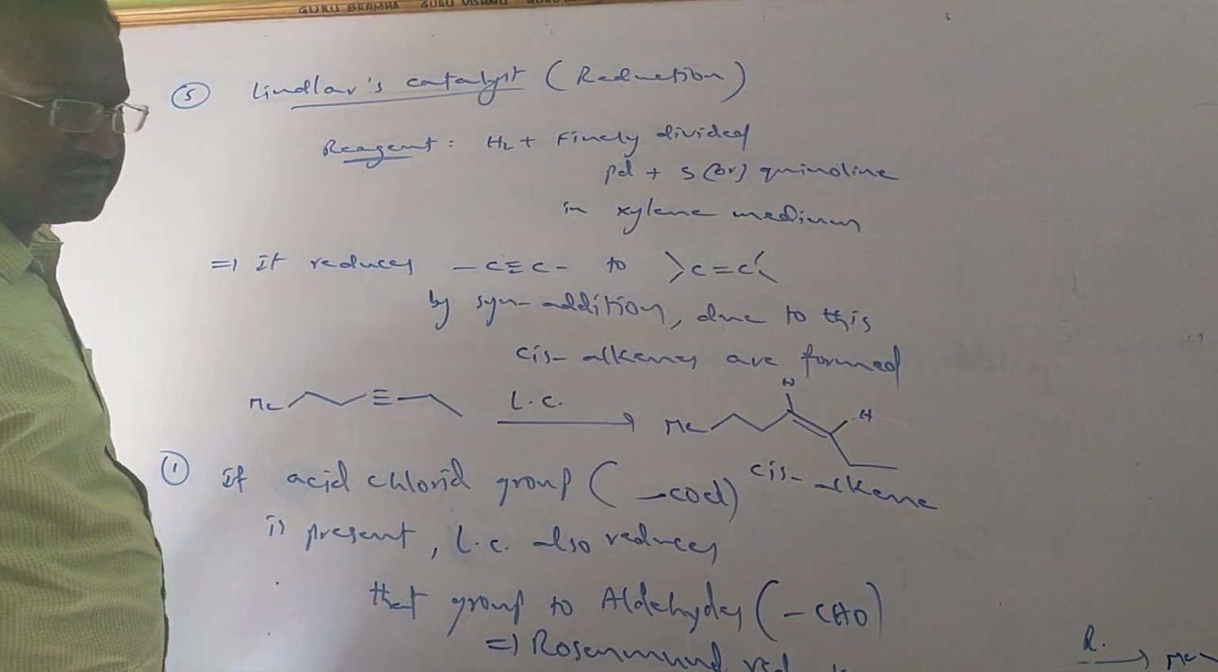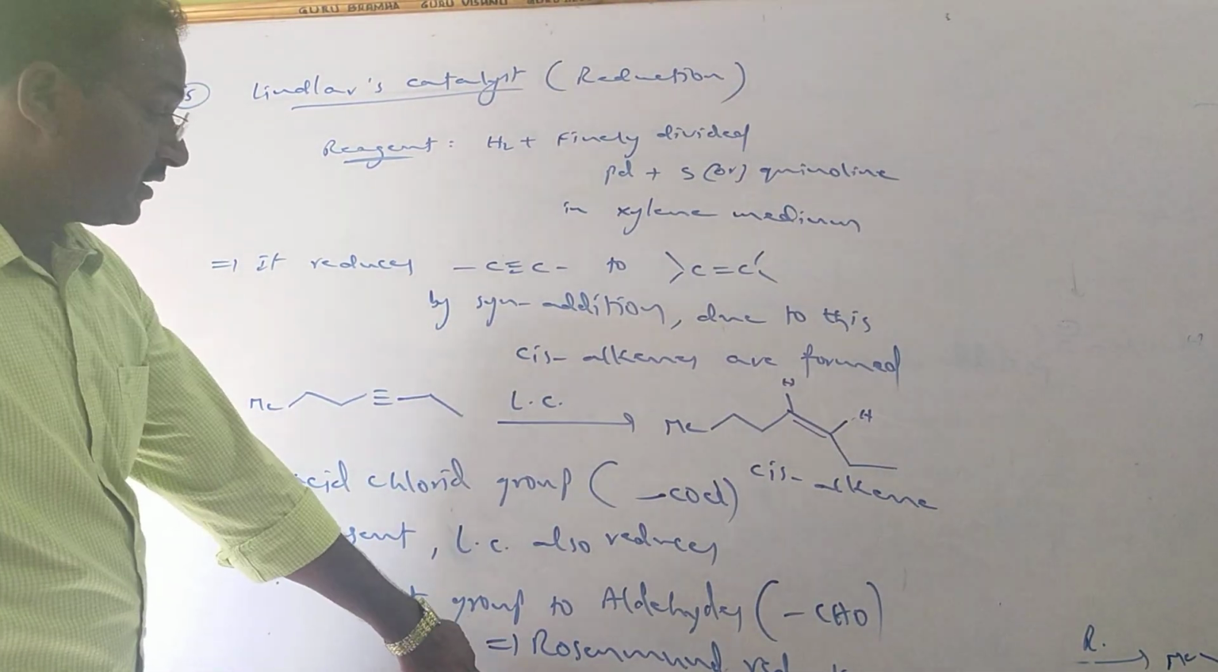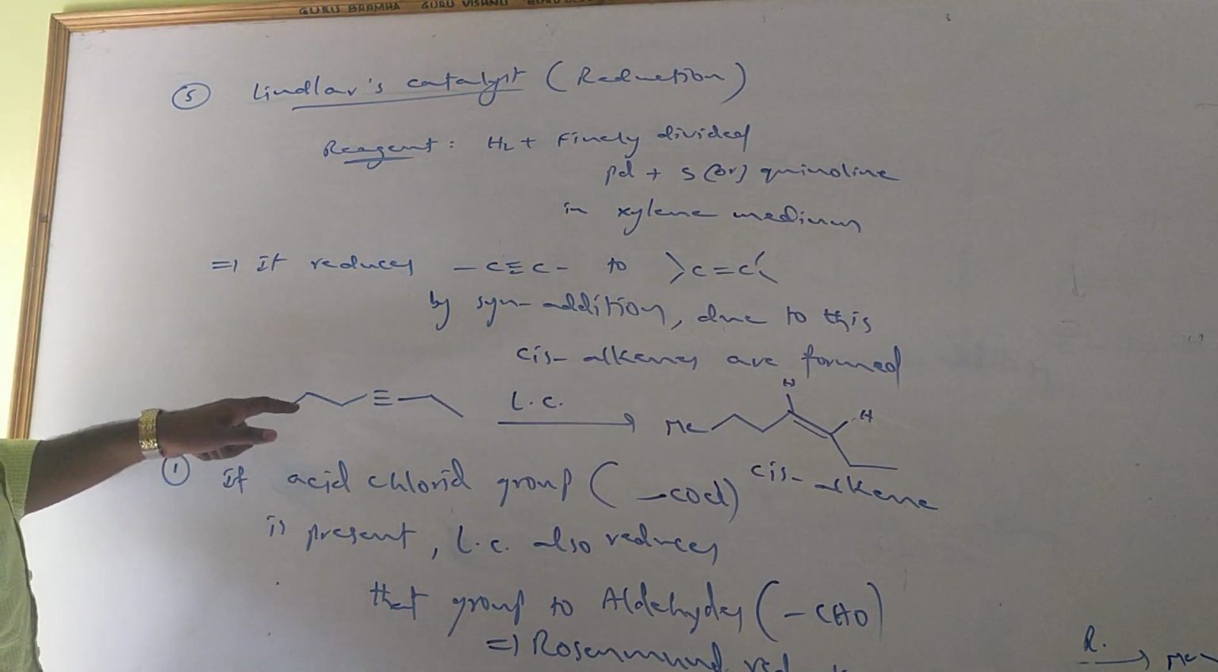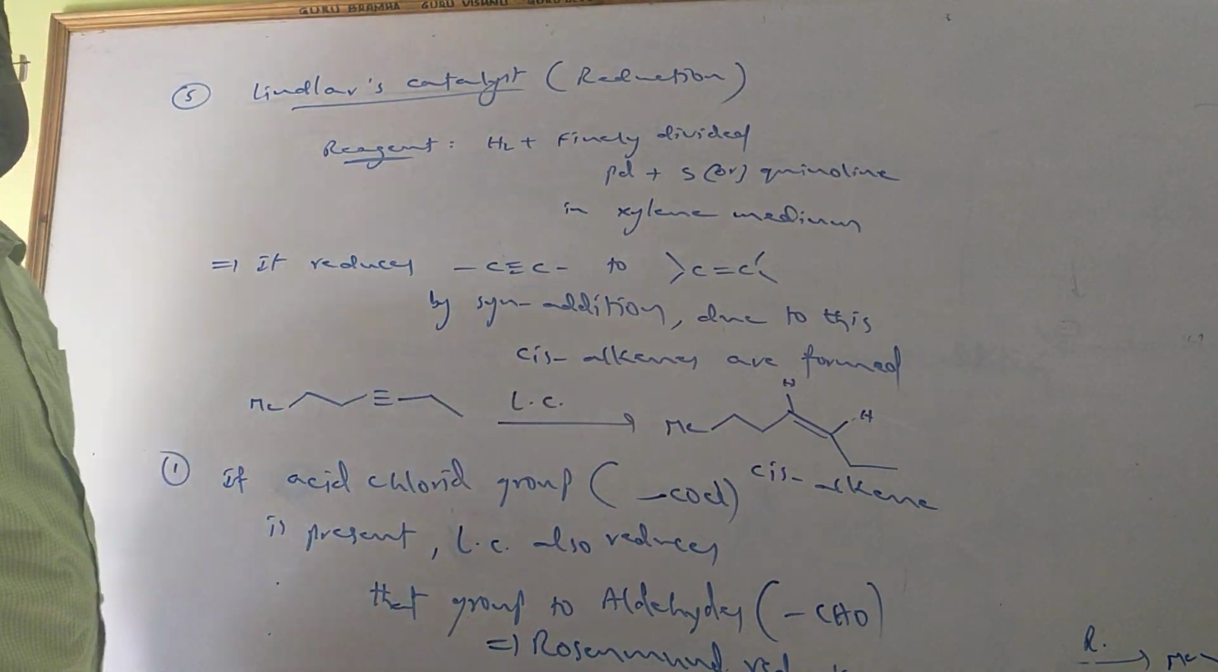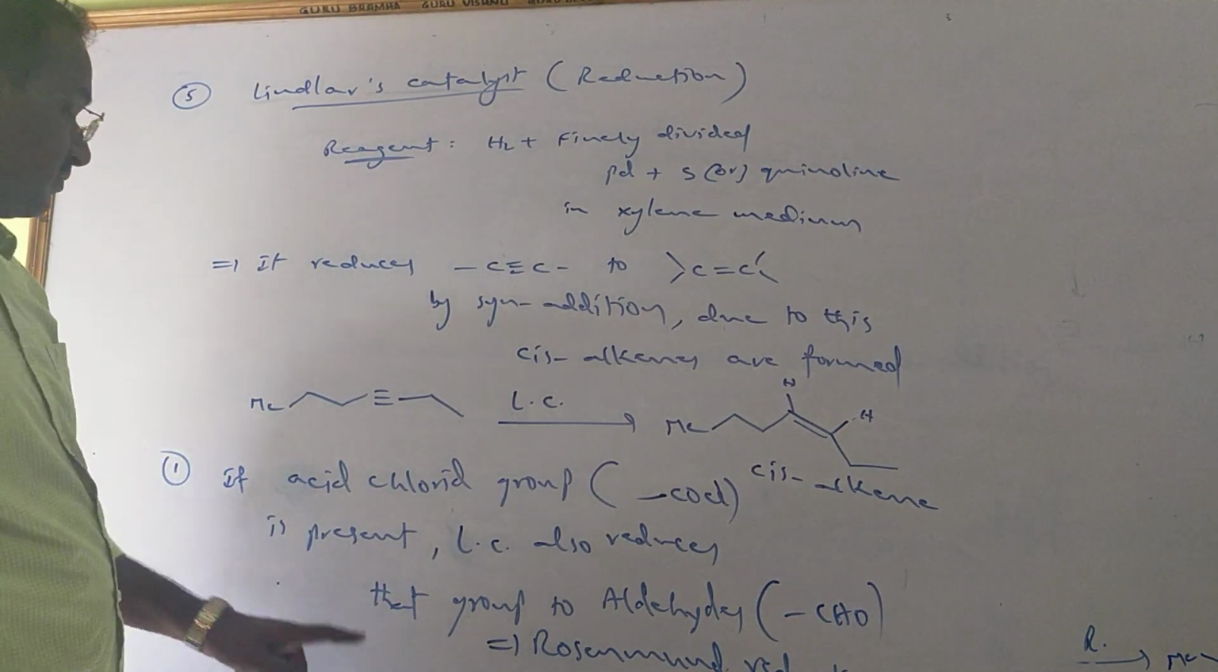So it is another scientist's name covered here. Rosenmund reduction takes place if the acid chloride is present, or else the normal reaction takes place. This is Lindlar, Rosenmund catalyst.